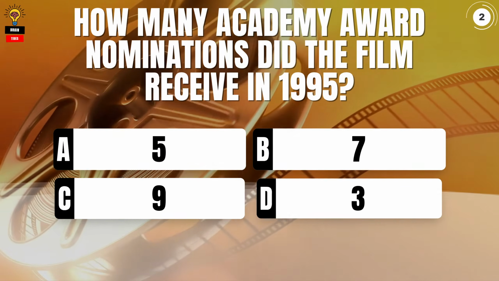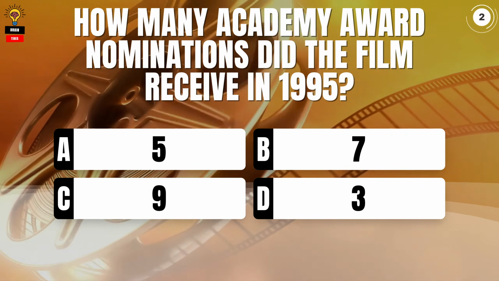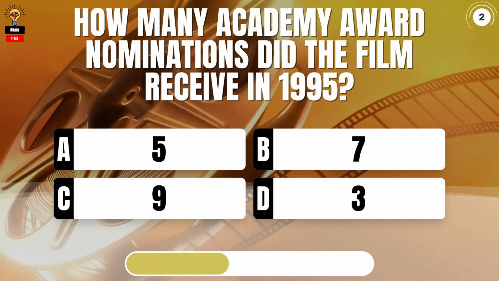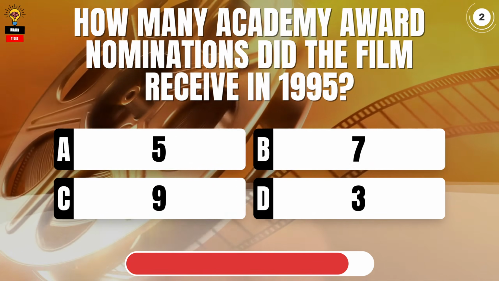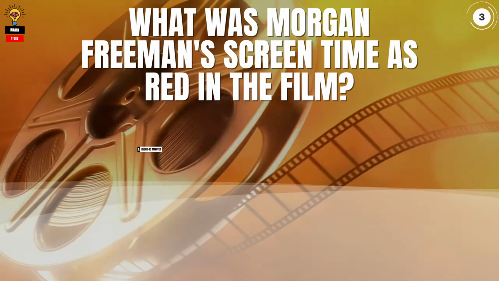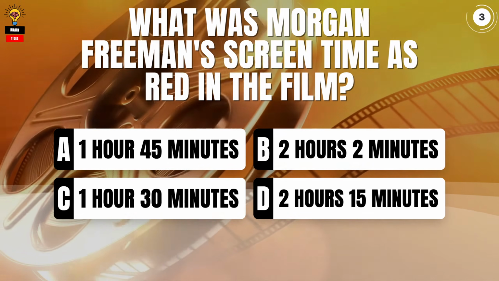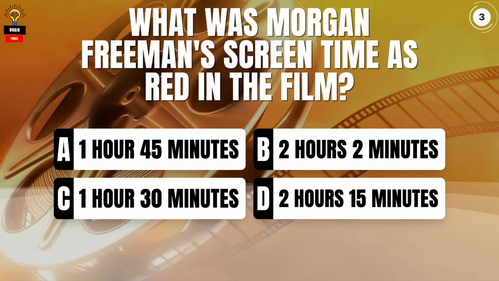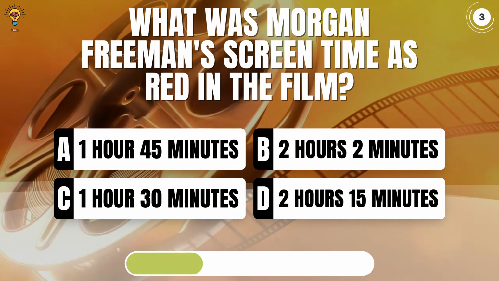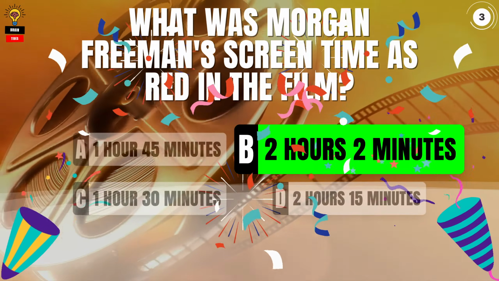How many Academy Award nominations did the film receive in 1995? 5, 7, 9, or 3? 7. What was Morgan Freeman's screen time as Red in the film? 1 hour 45 minutes, 2 hours 2 minutes, 1 hour 30 minutes, or 2 hours 15 minutes? Two hours 2 minutes.